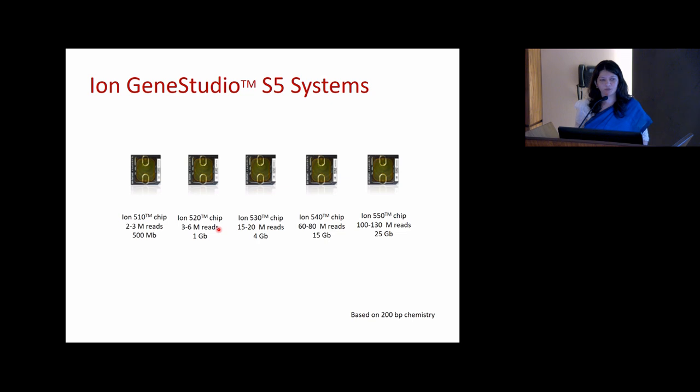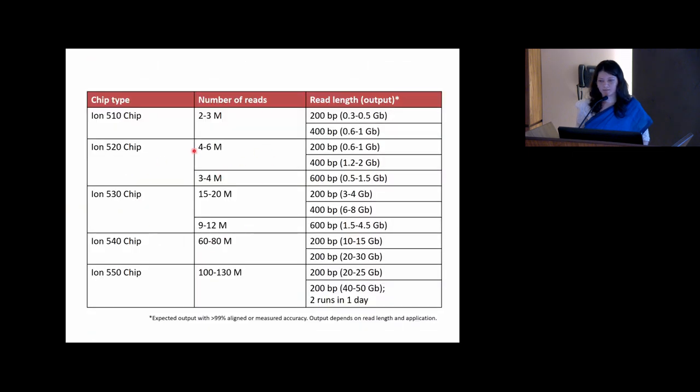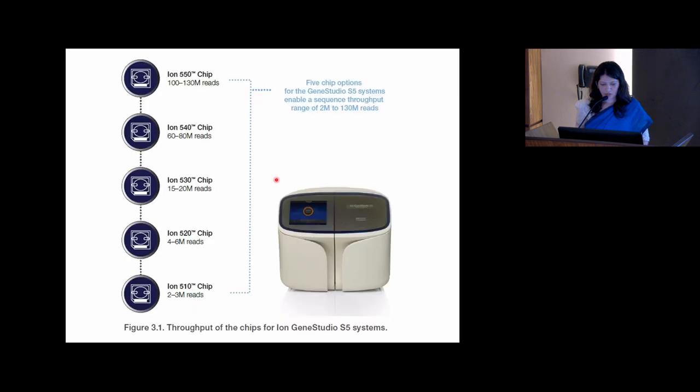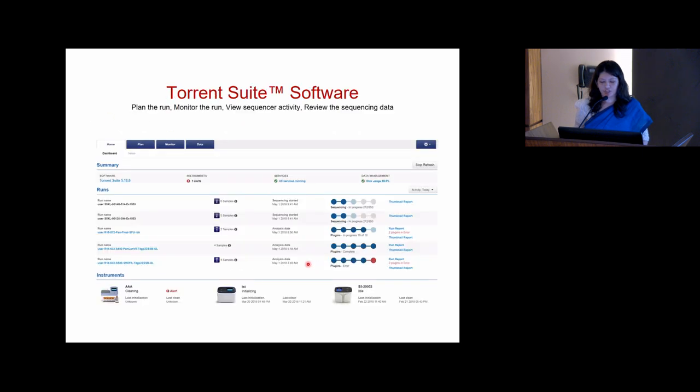Accordingly, you need to know the chemistry, whether it's a 200 base pair or a 400 base pair, and accordingly you can select the chips and plan your run: how many samples there are, what the chemistry is, and what reads you need to give according to the panel. So you get a whole range of scalability. Maybe when sample load increases, we can move on to the higher chips like 540 and even 550. What happens inside the sequencer we have already discussed: the pH change gets recorded.